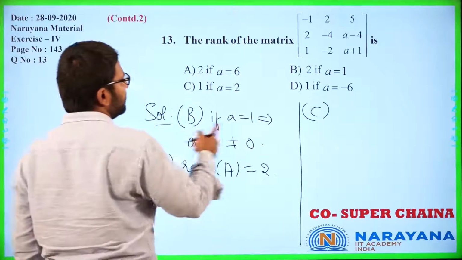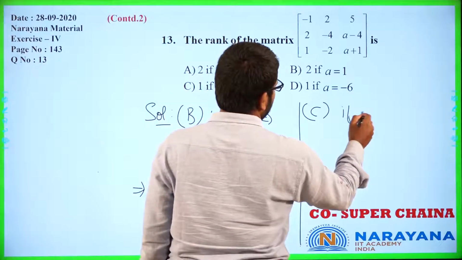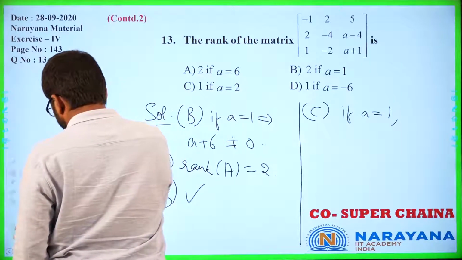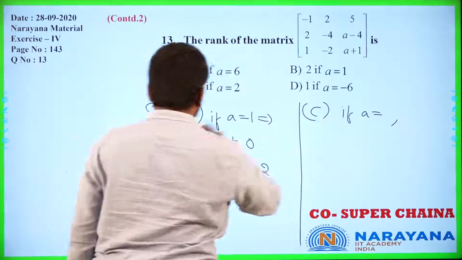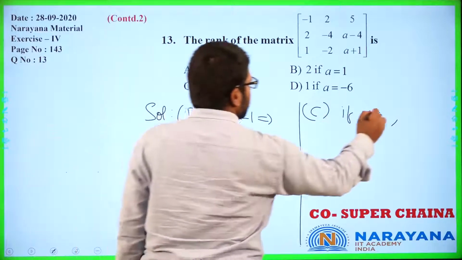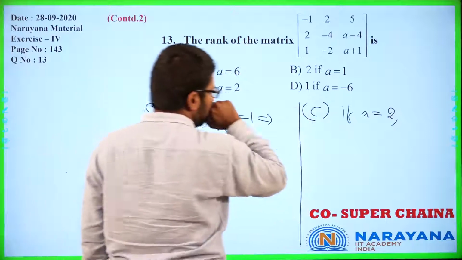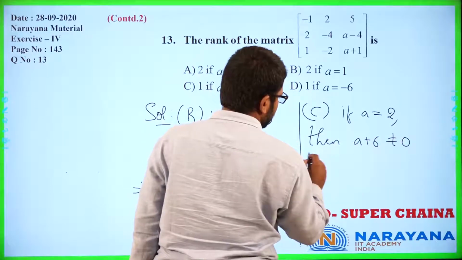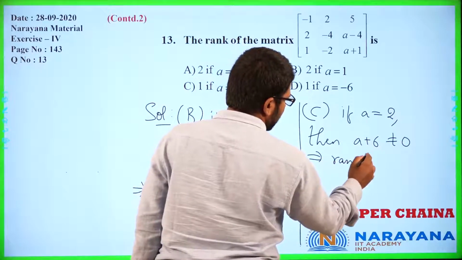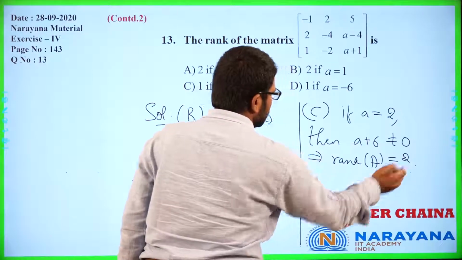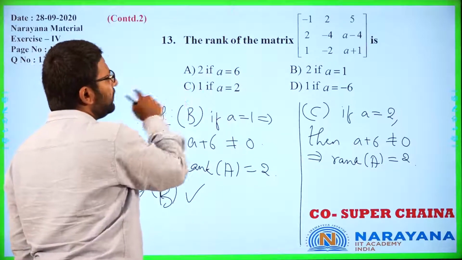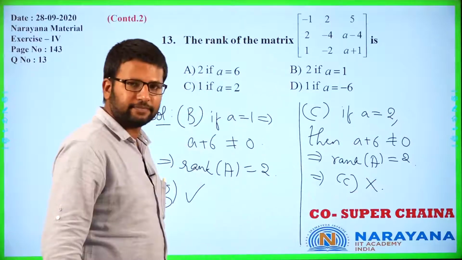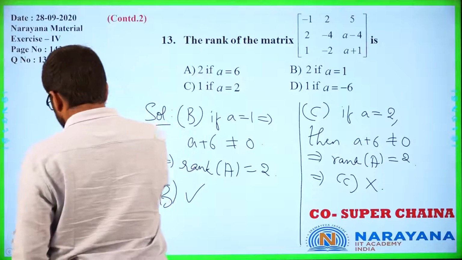What about option C? If A is equal to 1, sorry, if A is equal to 2, if A is 2, then A plus 6 once again is not equal to 0, which means rank of A is equal to 2, but option C says rank of A is 1, which means option C is incorrect. Yes? What about option D?